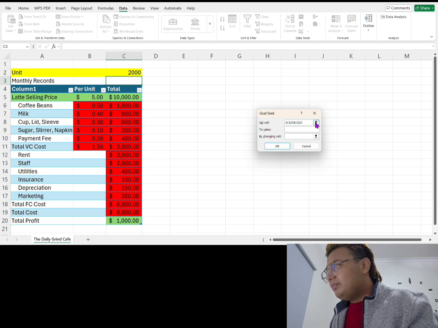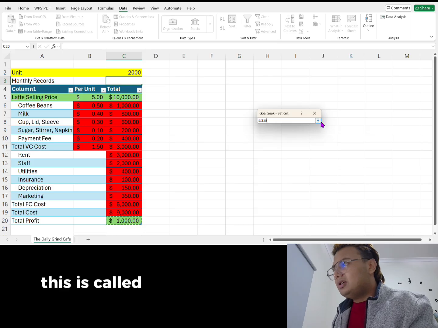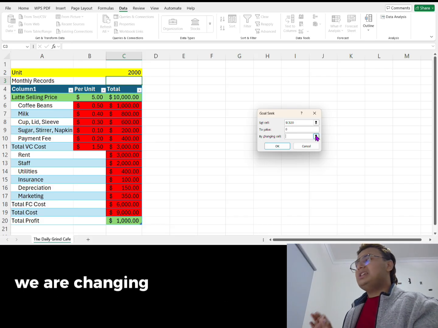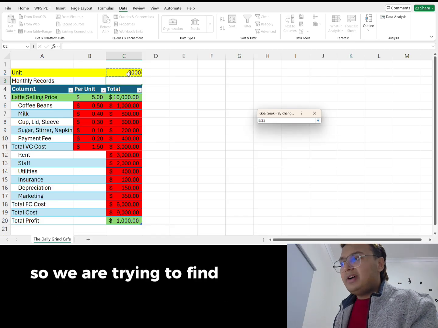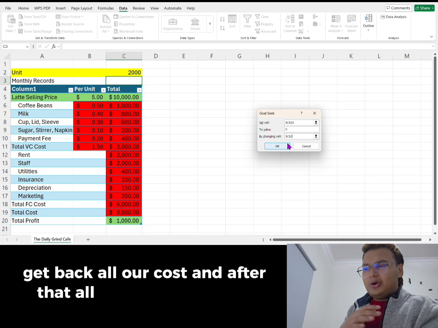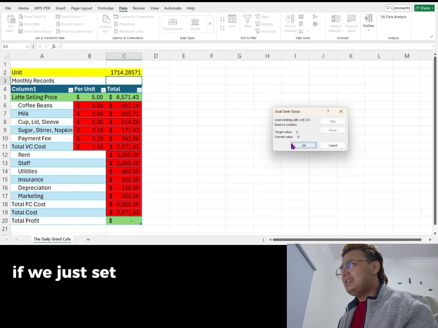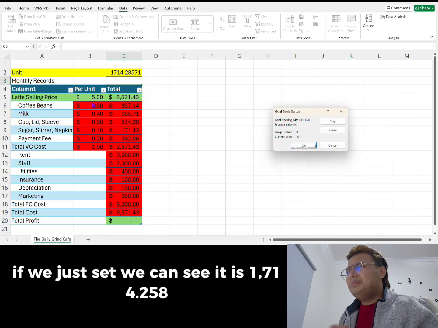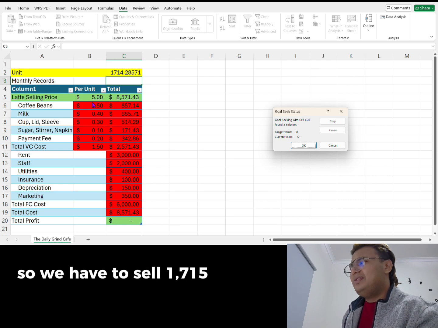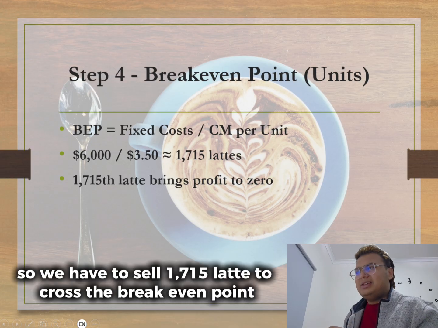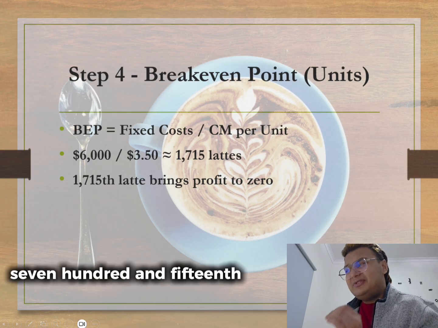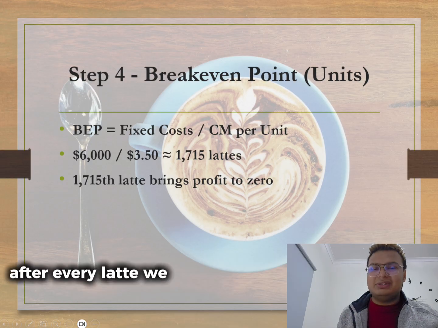So we are setting this profit as 0, and what we are changing is the units we sell. We are trying to find how many lattes we have to sell to get back all our cost, and after that all would be profit. If we run it, we can see it is 1714.258. So we have to sell 1715 lattes to cross the break-even point. The break-even point is in between 14 and 15, so the 1715th latte would bring us profit. After every latte we sell, we would bring some profit.